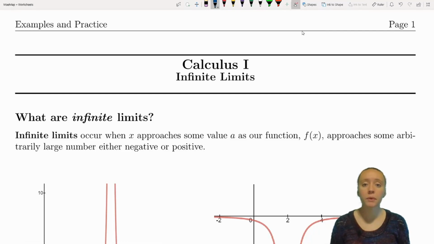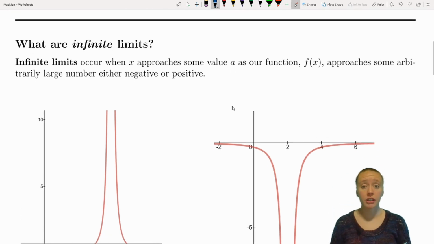In today's video, we're going to go over infinite limits. What exactly happens when we can't get that factor that makes our denominator 0 to cancel out? So what are infinite limits? Well, an infinite limit occurs when x approaches some value a as our function f of x approaches some arbitrarily large, either positive or negative number.